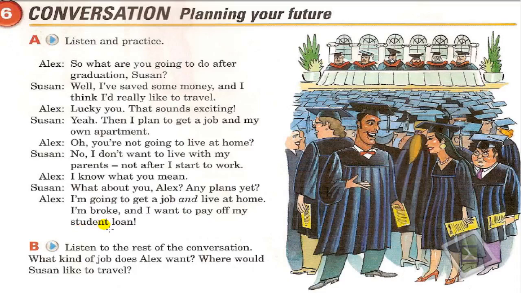Exercise number 6, part B. In part B, you listen to the rest of the conversation and you answer the questions. What kind of job does Alex want? Where would Susan like to travel? You listen 2 times. Part B.